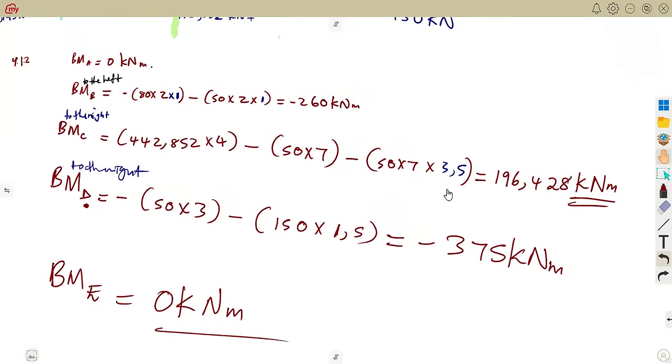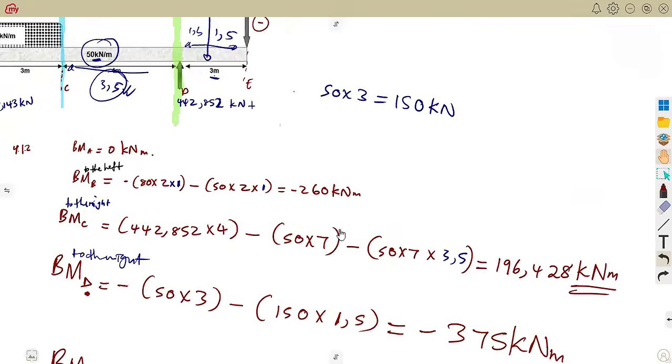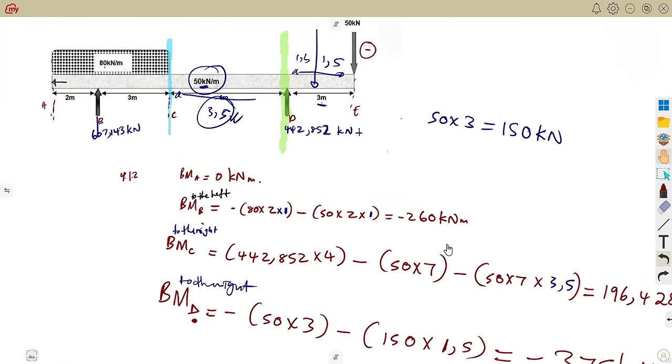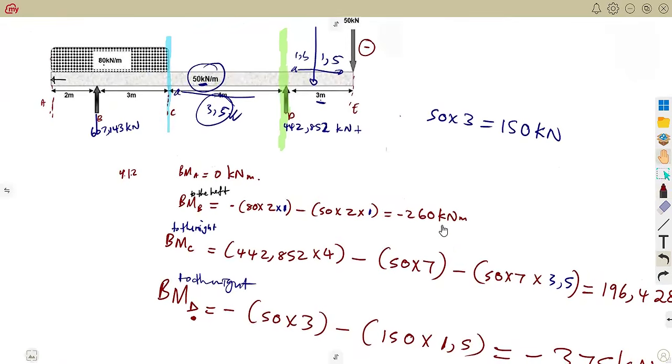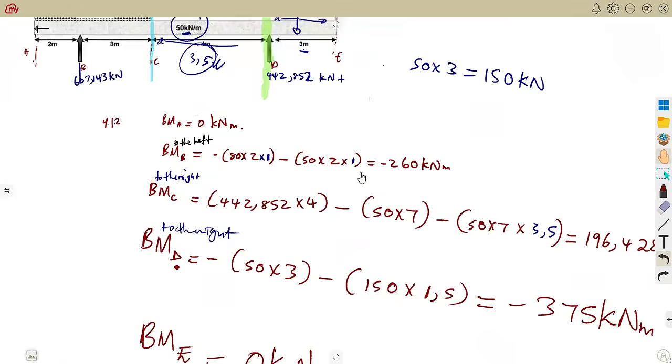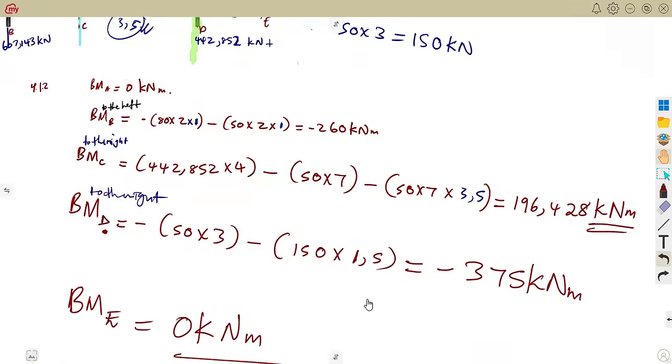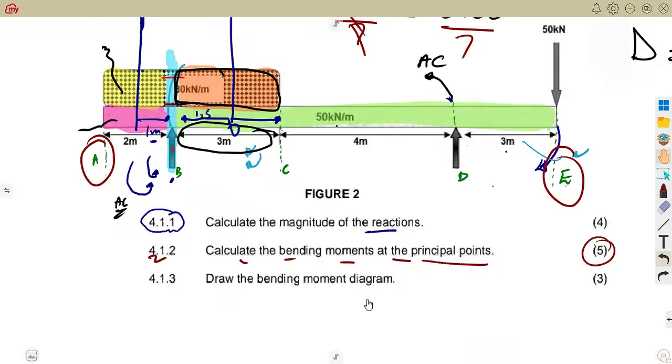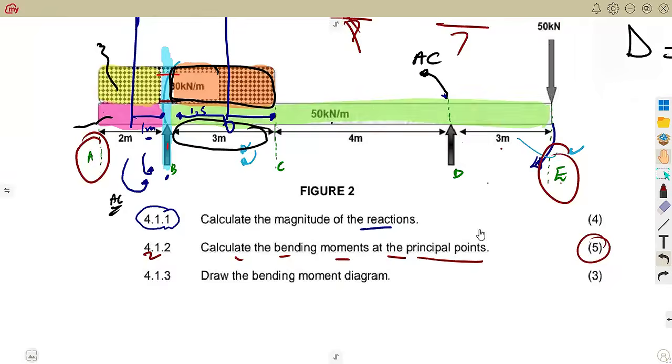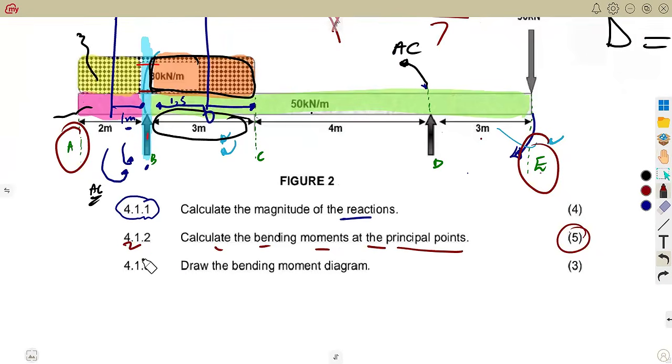So these are the ones that we needed in this simplification, guys. We actually needed these values. All right. So after that, the question 4.13 was now to draw the bending moment diagram. That was 3 marks for you to have the bending moment diagram.